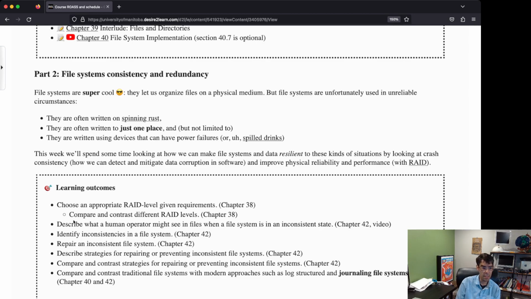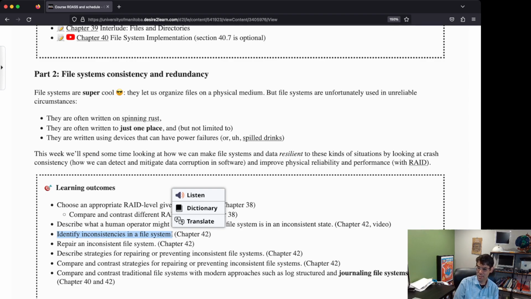The other thing that we're really going to be looking at is to describe what a human operator might see in files when a file system is in an inconsistent state, and identify inconsistencies in a file system. Identify inconsistencies in a file system, you are actually going to be assessed on this one in lab 3.